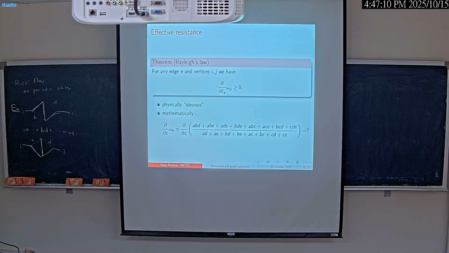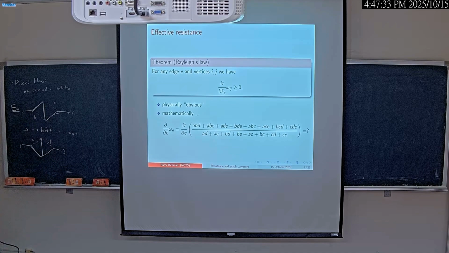If we had the opposite behavior, that would be very counterintuitive. But it turns out this obvious expectation is in fact true, though it's not so obvious mathematically. So what we just saw on the previous slide is, for the Wheatstone bridge, this is our expression for effective resistance. And let's say we wanted to, this middle edge had resistance C.